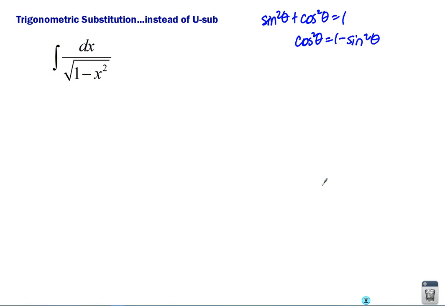Up to this point we've done u substitution. This is a trig substitution, where instead of replacing an expression of x in terms of u, we are replacing x, or sometimes a small modification of x, in terms of sine, cosine, or tangent theta. So what I want us to do is to let sine theta equal x. Up here I actually have x squared, so that means sine squared theta is the same thing as x squared.